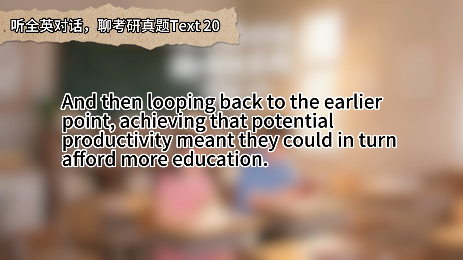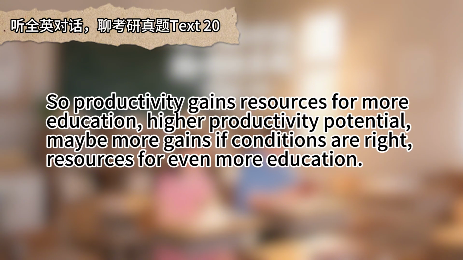And then, looping back to the earlier point, achieving that potential productivity meant they could in turn afford more education. Completing the cycle. So productivity gains resources for more education, higher productivity potential, maybe more gains if conditions are right, resources for even more education.